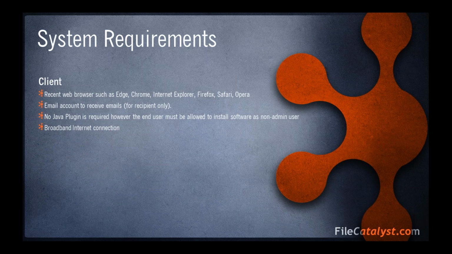On the client side, what do you need? Well, you just need a recent web browser with an email account to receive emails, and there's no Java plugin required on the browser. If the user does require acceleration, they will need to be able to install an application, but it doesn't require administrator rights to install this app. This app will install in the user space. That's the transfer agent app I'll be talking about in a minute, and of course some kind of broadband connection.